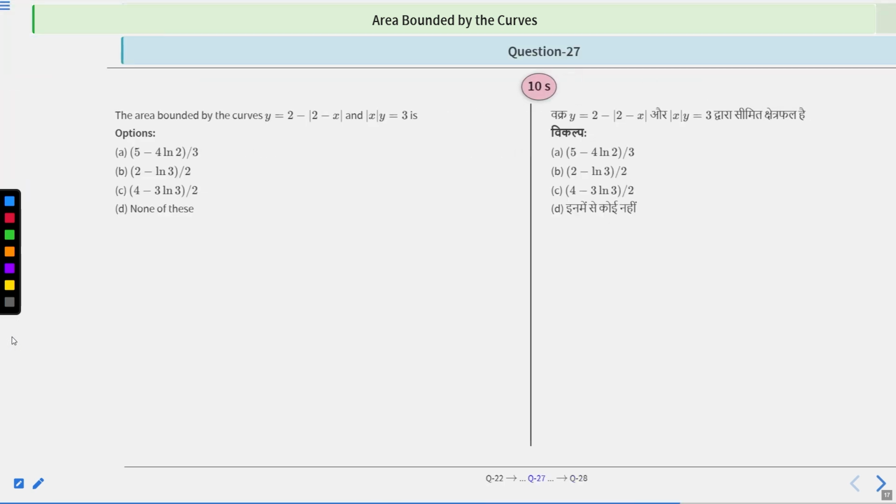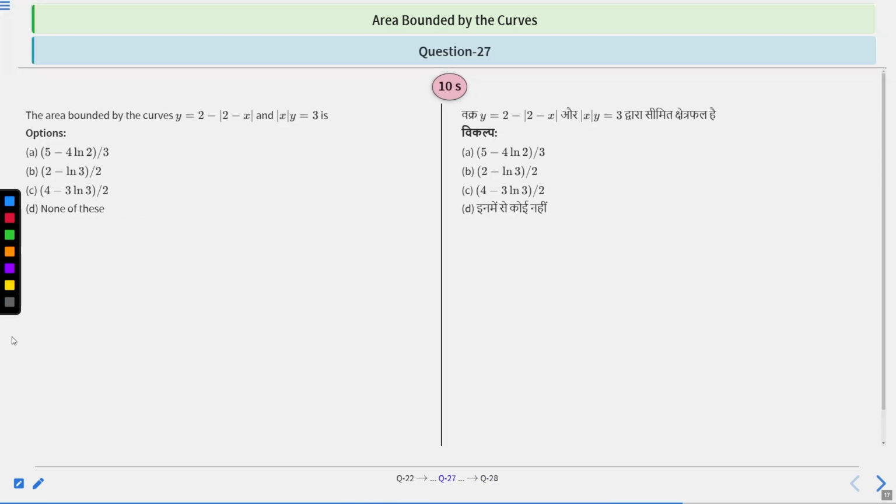Now, let's move to the next question, question number 27, which says the area bounded by the curve y is equal to 2 minus mod 2 minus x and mod x into y is equal to 3 is. So, what can we do? The hint of this question is we will try to draw the graph of the two figures, and after drawing the graph, we will see the points of intersection, and by geometrical interpretation we might calculate the area, right? We can also use the integration form.